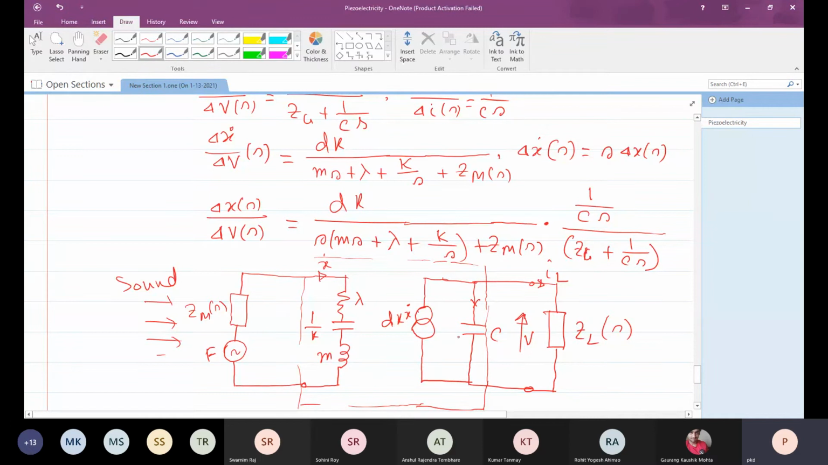And the rest is the electrical side. We have a capacitance, and the other side could be a voltmeter or a cable, whatever, all those things that we have discussed for the piezoelectric sensors.